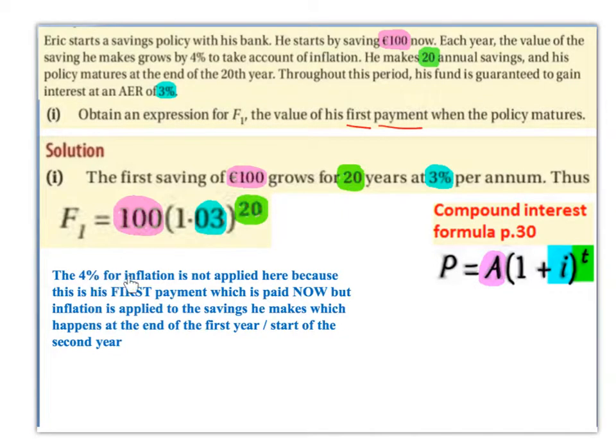The 4% for inflation is not applied here because this is his first payment, which is paid now. But the inflation is applied to the savings he makes, which happens at the end of the first year or start of the second year.